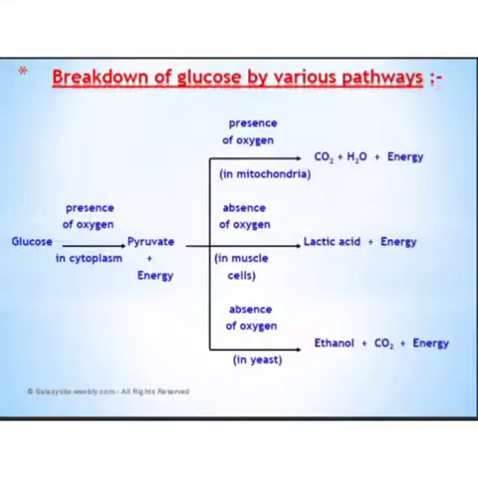Breakdown of glucose by various pathways. Glucose, in the presence of oxygen in the cytoplasm, gives rise to pyruvate plus energy. The pyruvate further divides: in the presence of oxygen, in mitochondria; in the lack of oxygen, in muscle cells; and in the absence of oxygen, in yeast. In the presence of oxygen, it gives carbon dioxide plus water plus energy. In the lack of oxygen, lactic acid plus energy. In the absence of oxygen, ethanol plus carbon dioxide plus energy is produced.